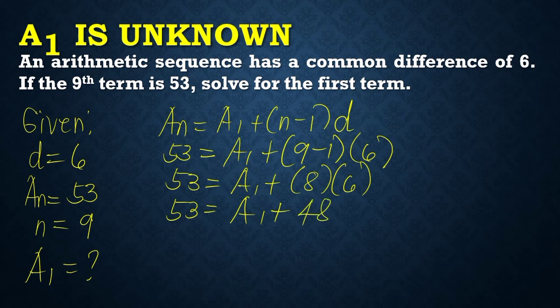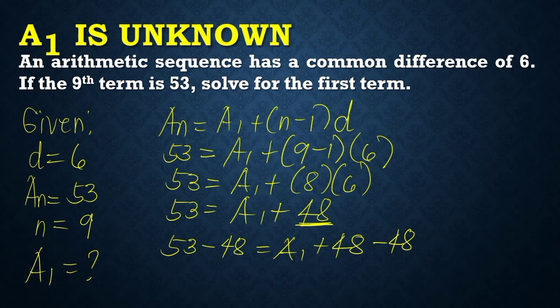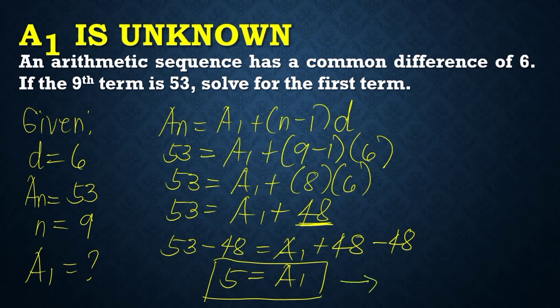Now, ang 48 na to, kailangan matanggal sa right side. Madala dapat sa left side. So, we subtract 48 to both sides. Okay? Now, 53 minus 48, that is 5. And then is equal to a sub 1. 48 minus 48, that is 0. So, the value of the first term is 5. So, pwede rin nating isulat dito na a sub 1 is equal to 5.